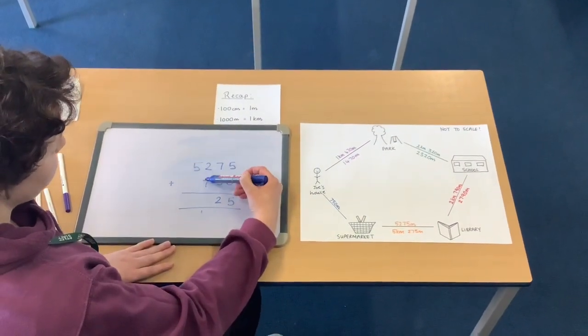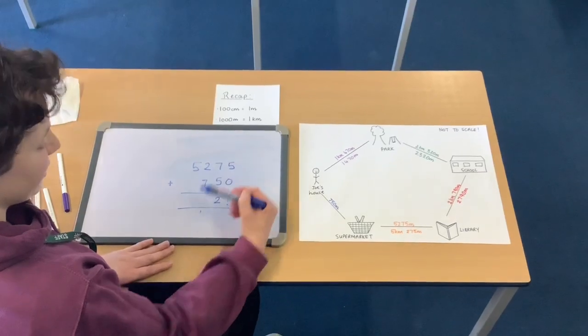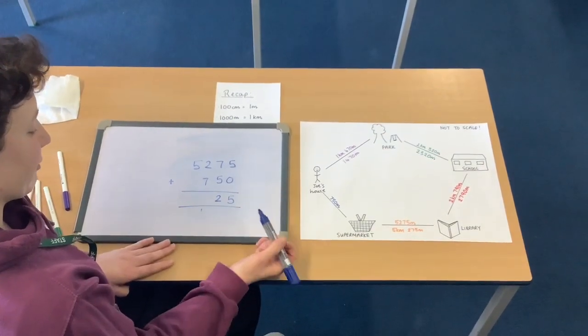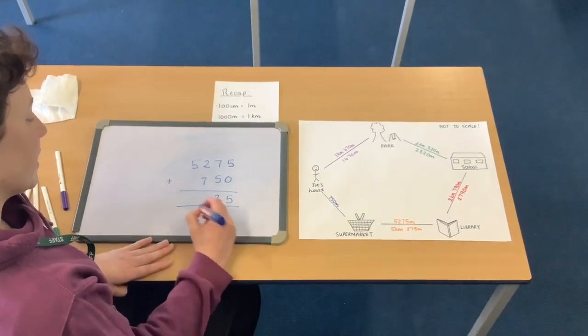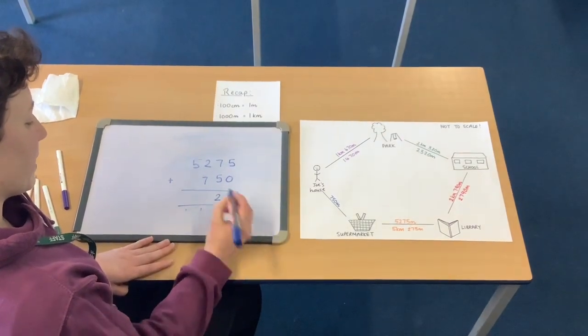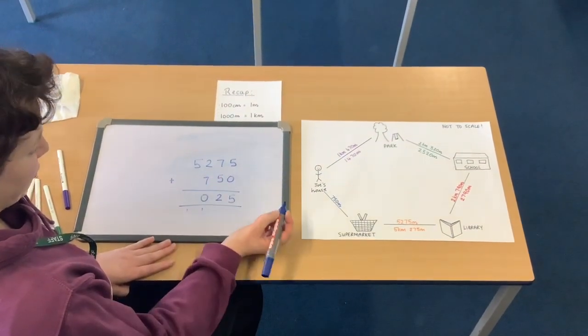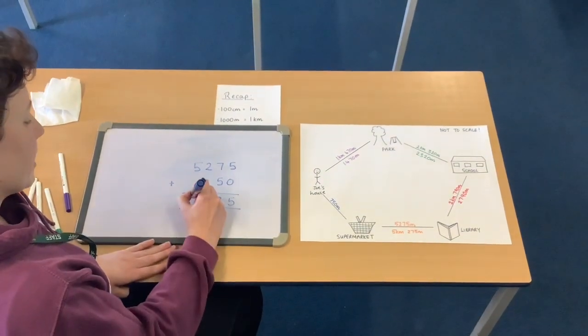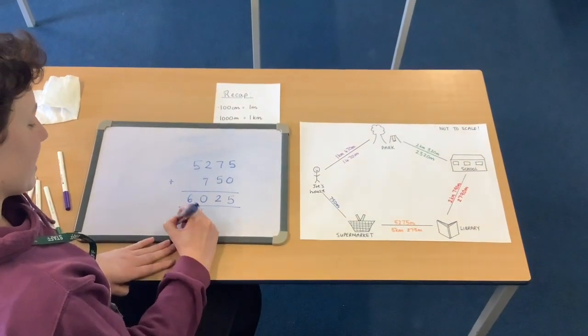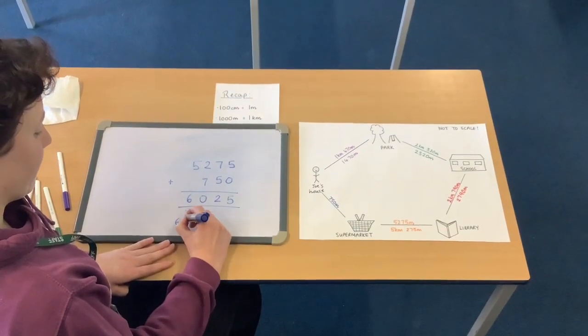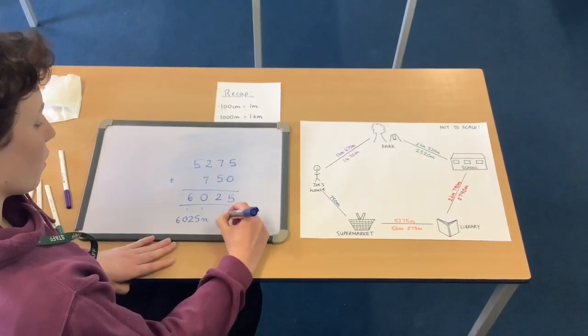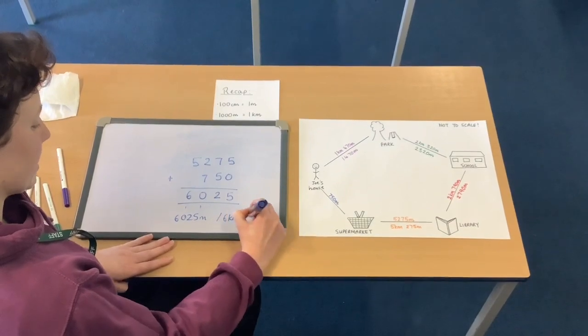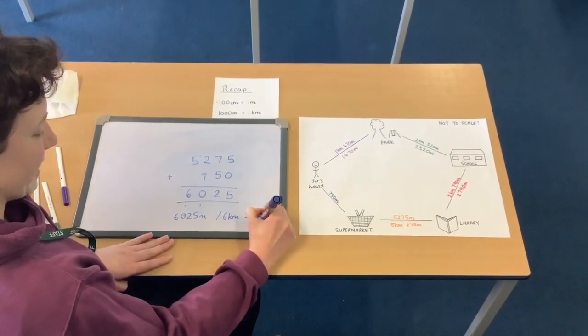I've then got 200, add 700 is 900s. Add my one that I've regrouped, so I've got 10 hundreds in total. So regroup those 10 hundreds for 1,000, leaving me 0 hundreds remaining. So 5,000, add the one that I've regrouped. So I've got a distance of 6,025 metres, or 6 kilometres and 25 metres.